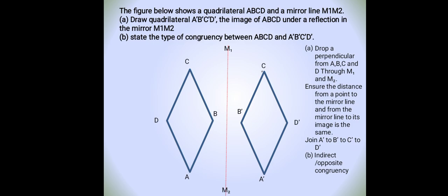The figure below shows a quadrilateral ABCD and a mirror line M1M2. Draw quadrilateral A'B'C'D', the image of ABCD under reflection in the mirror M1M2. State the type of congruence between ABCD and A'B'C'D'.